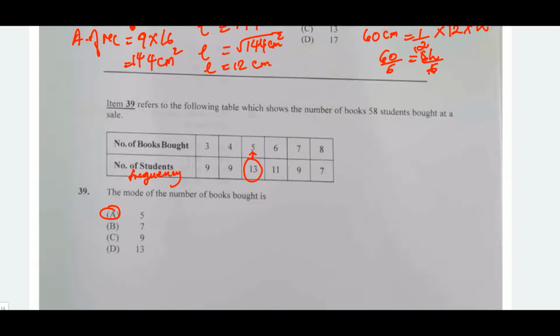Many students may get caught and put 13, but 13 is the frequency. So the one with the highest frequency is the mode. So 13 students bought 5 books. Alright.